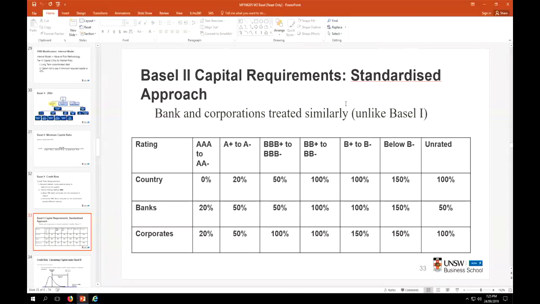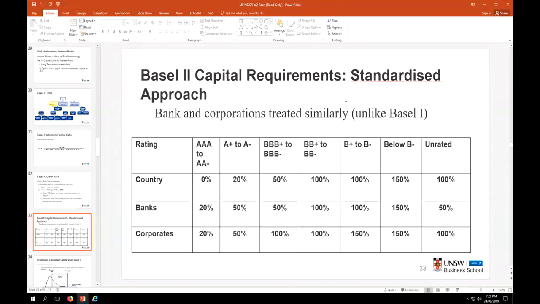So under Basel II, this approach started to change a little bit. Under Basel II, we now have a distinction between credit ratings, and also between country risk ratings, banks ratings, and corporates ratings. Under Basel I, all corporates were in the 100% bucket. Under Basel II, AAA would get a risk weight of 20%, a BBB would get a risk weight of 100%. So that means BBB would require 5 times as much equity as AAA. Make sense? So that was an improvement, right?